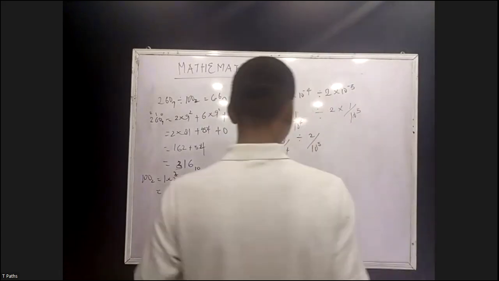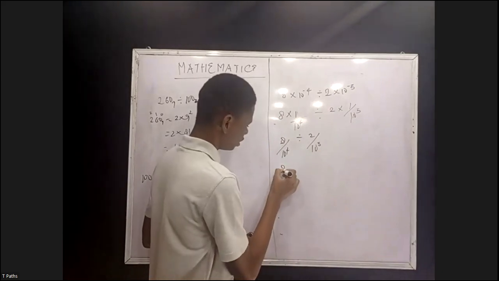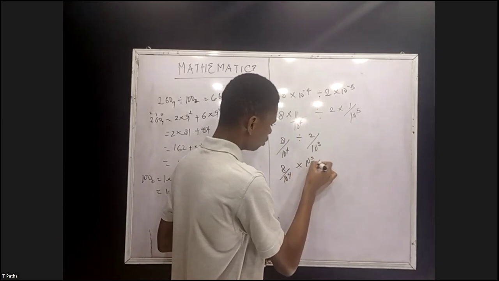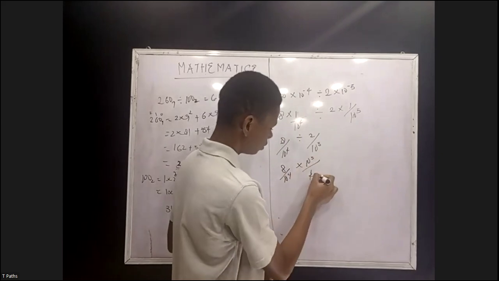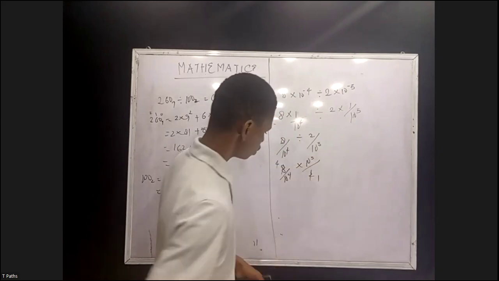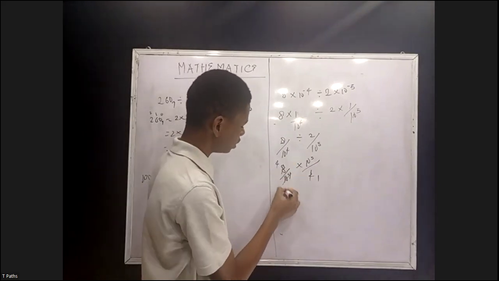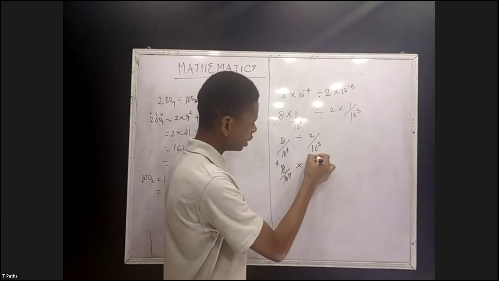So from here, I can cross multiply and say 8 multiplied by 10 raised to the power 5 over 2. So from here, I can say 2 here and then 4. So from here, I can say 2, 10 and 4. I'll say this can go here 1 and this can go here 10.